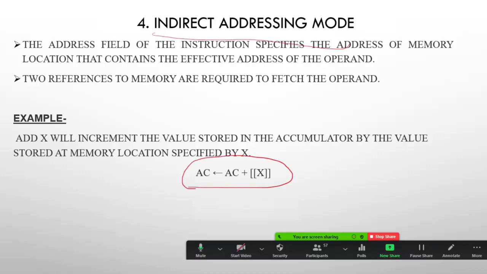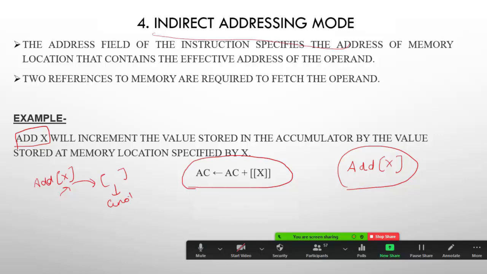What was happening in direct addressing mode? The instruction was ADD X. But what is happening here? The instruction is ADD X. When the computer goes to X, then again at the X location it will find another memory location.